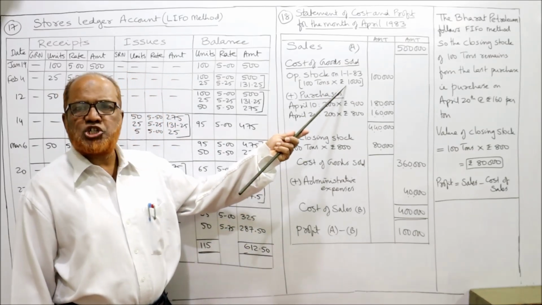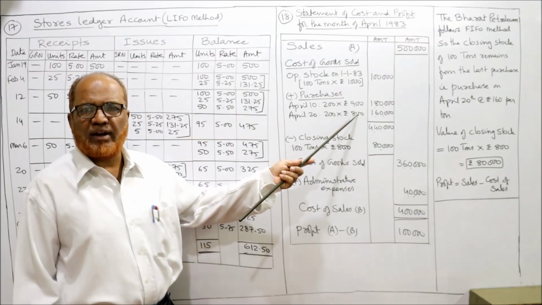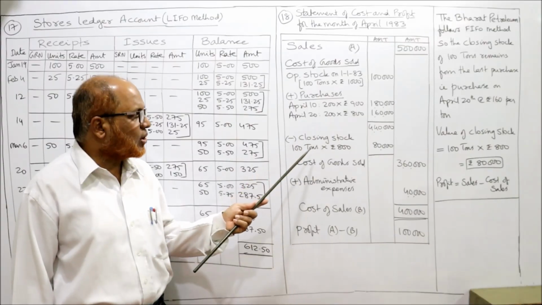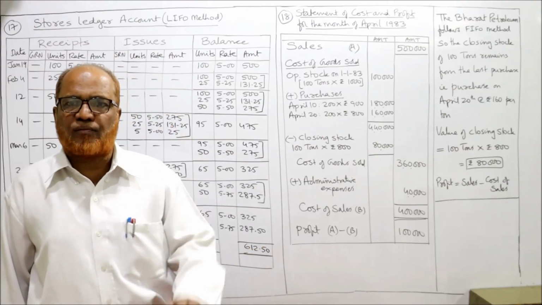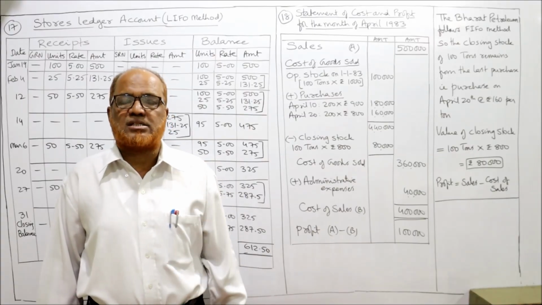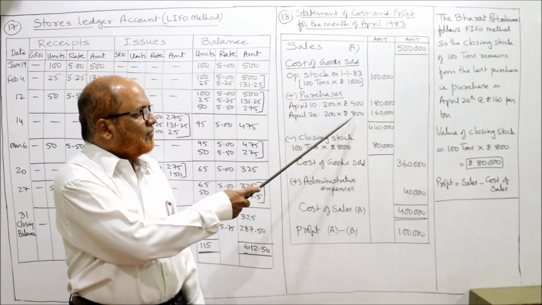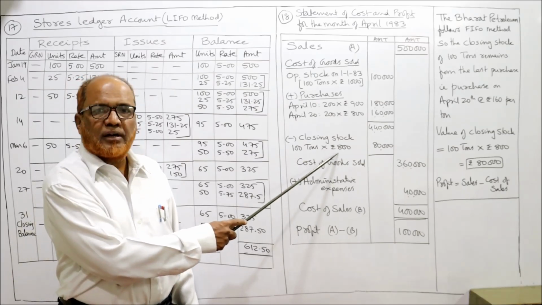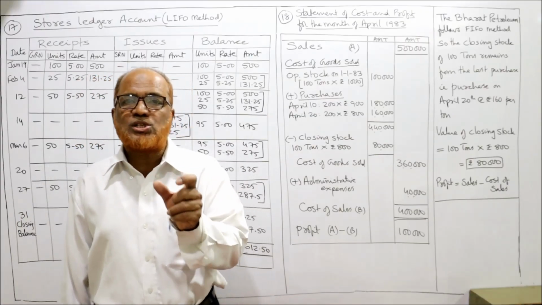Opening stock was fully issued, sold away. The first purchase was fully used, sold away. From the second purchase of 200 tons, the closing stock remains 100 tons. FIFO method, first goods received will be issued first. So whatever is the closing stock will remain from the last purchase. The last purchase was on April 20th at the rate of 800 rupees per ton. So we value the closing stock at 800 per ton. 100 tons into 800, 80,000 is the value of closing stock.